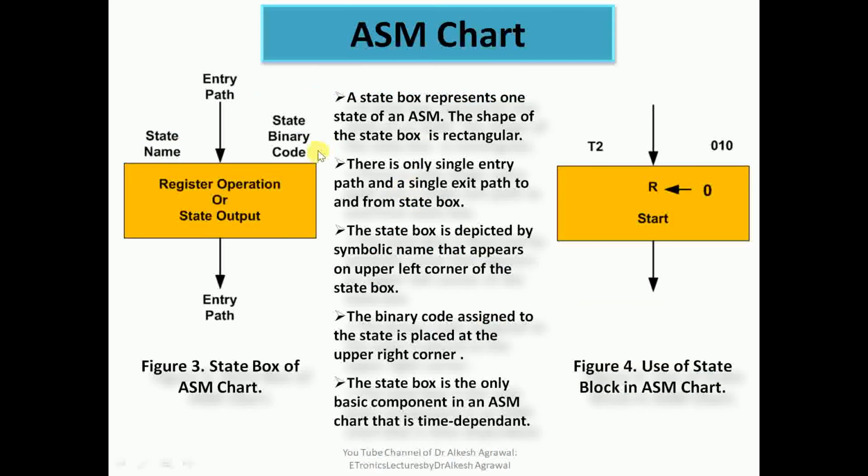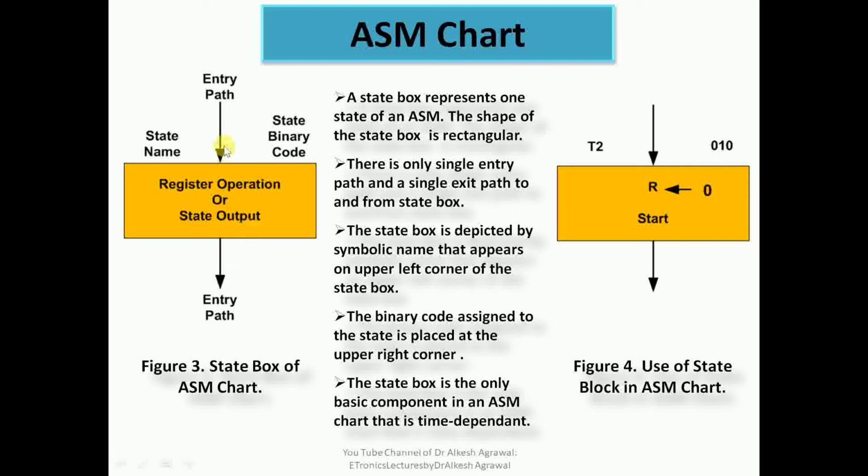If we go into the details of a state box, it represents one of the states of an ASM, that is, an asynchronous sequential machine. As I have told you, it is a rectangular shape, as you can see over here. We have one entry path and one exit path, shown in this figure 3.